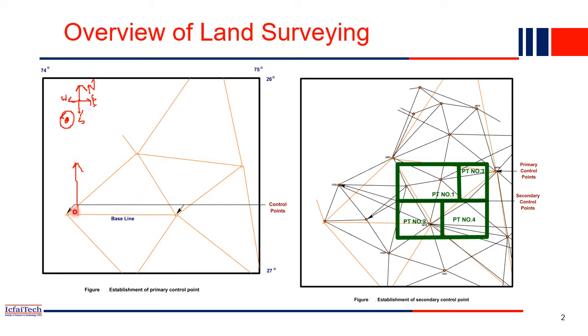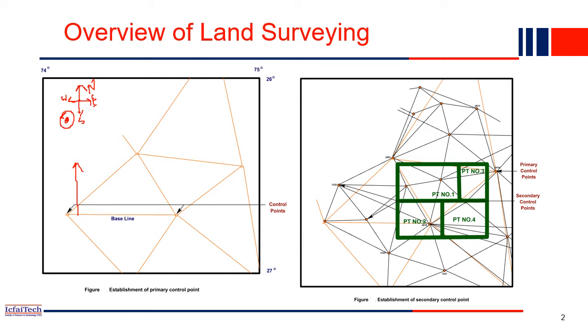So what we do is we take another point. This area may not be plain, right? There may be some valleys, some big hills, trees. So from this point we will find some other point, another point we establish with respect to this control point. We establish it such that it is visible from this point as well as from this point. Maybe there is an obstruction in the middle, so we have to choose carefully.